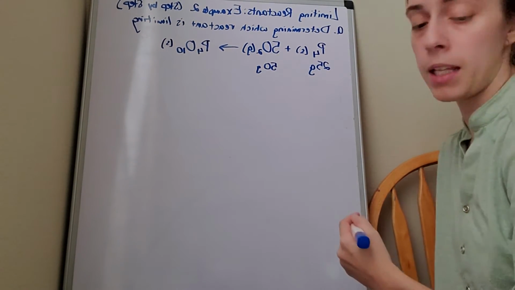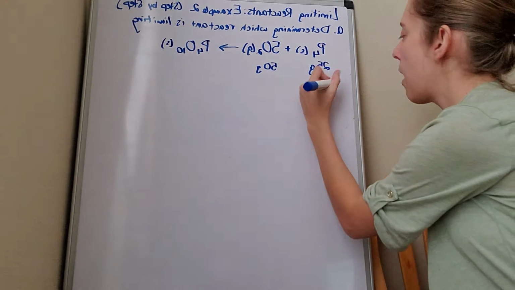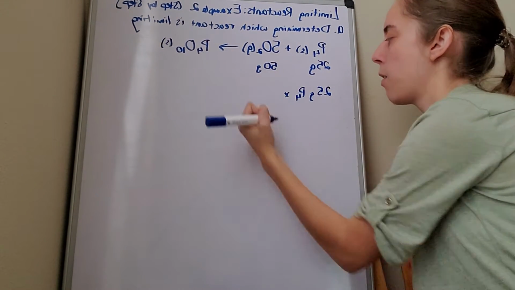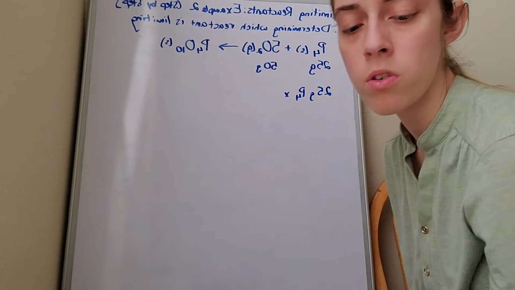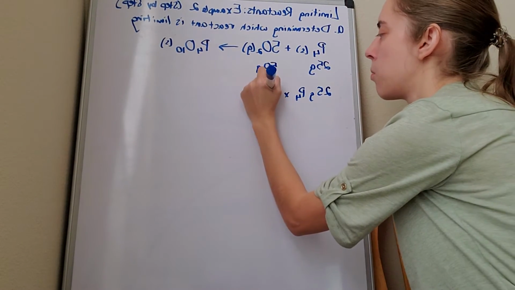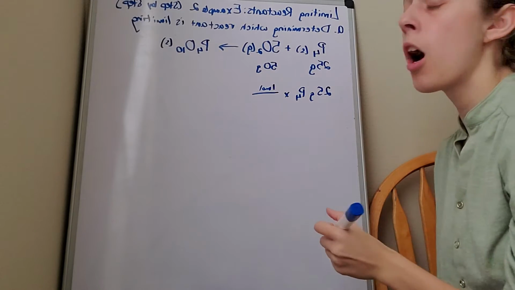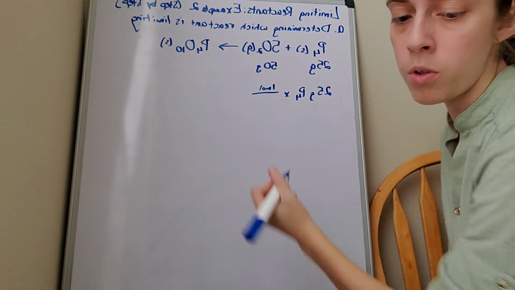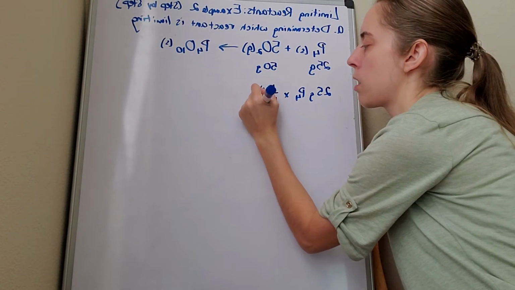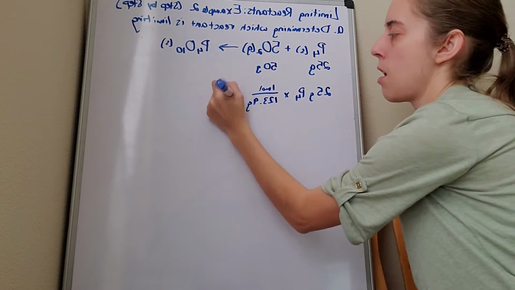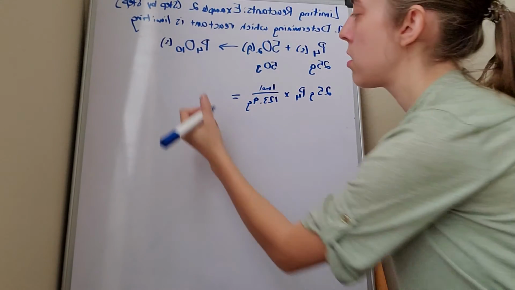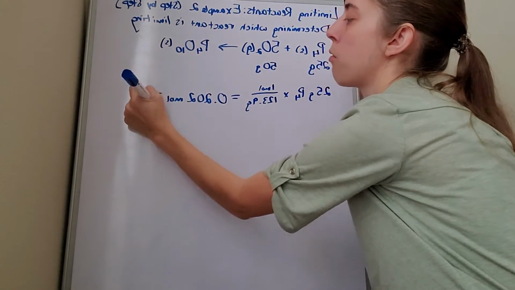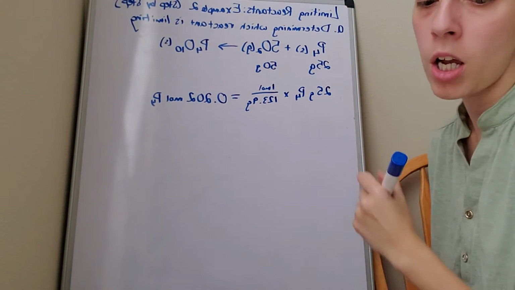So let's start with phosphorus. We have 25 grams of phosphorus. Now, we're converting from mass to moles. So we put the moles on the top, 1 mole over our molar mass of phosphorus, which is 4 times the molar mass of 1 phosphorus, which ends up giving us 123.9 grams. And so all totaled, we have 0.202 moles of P4.